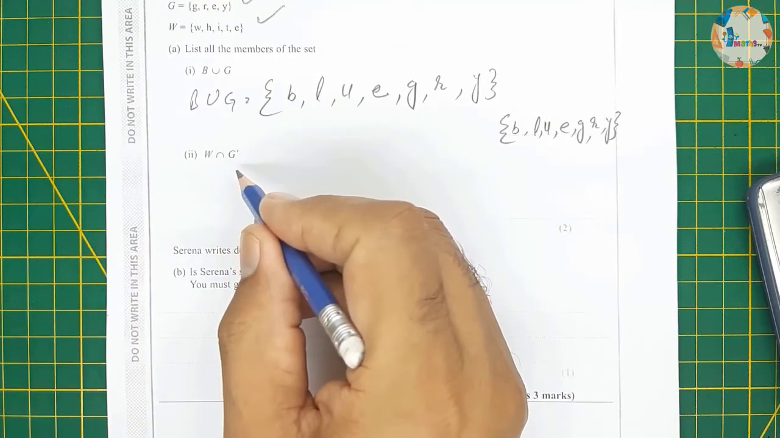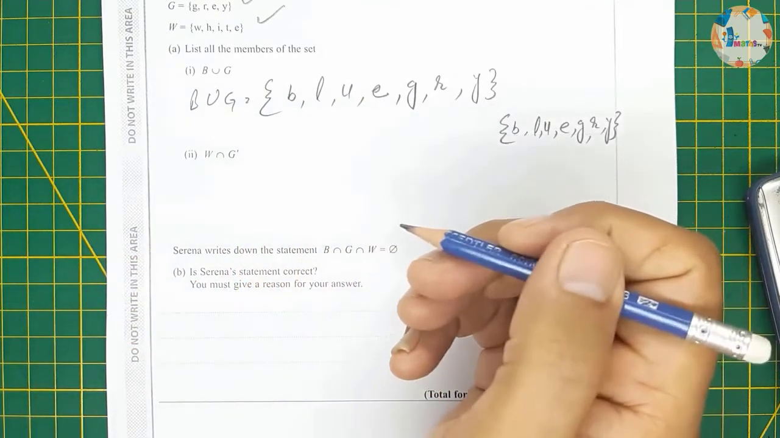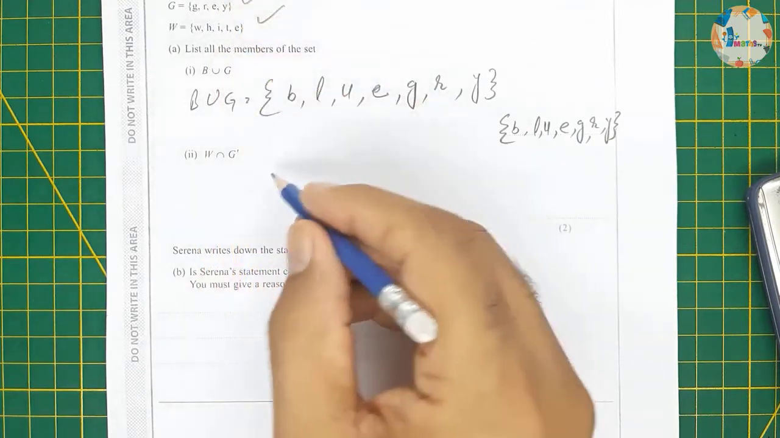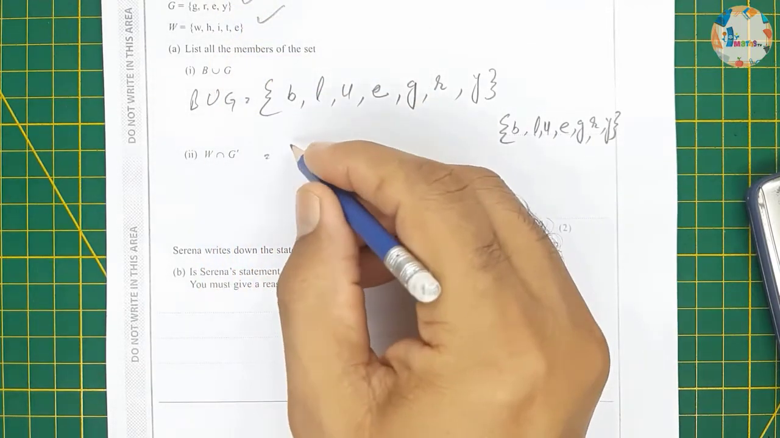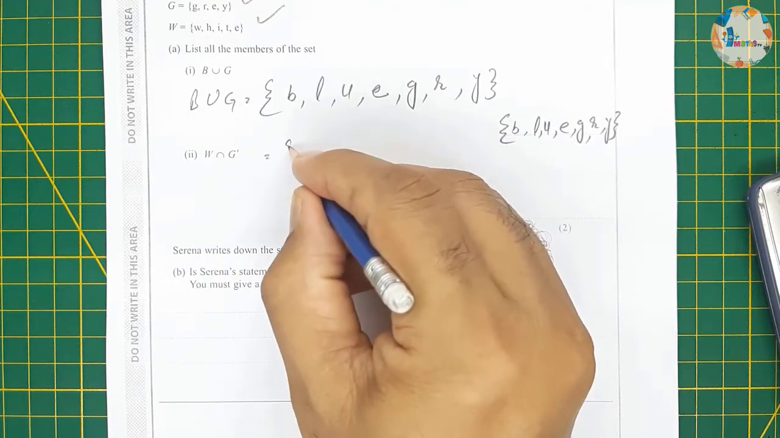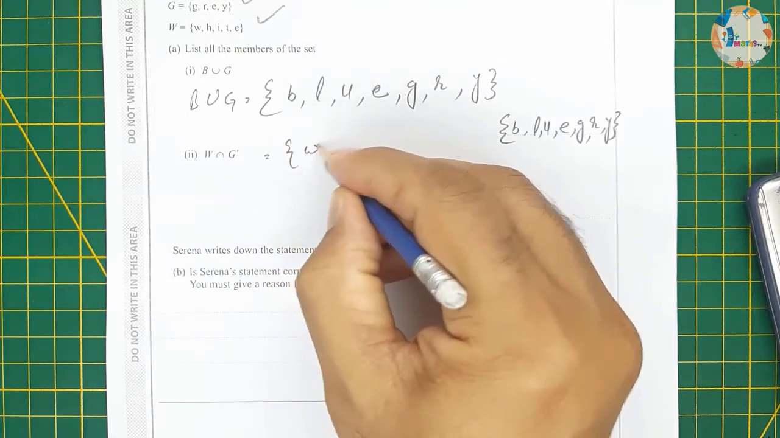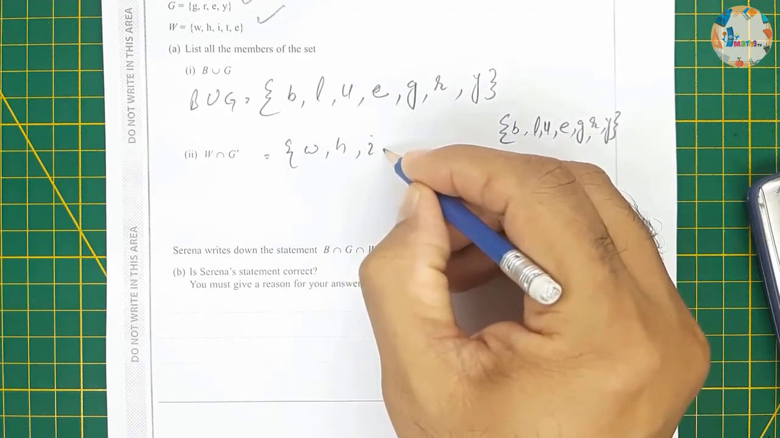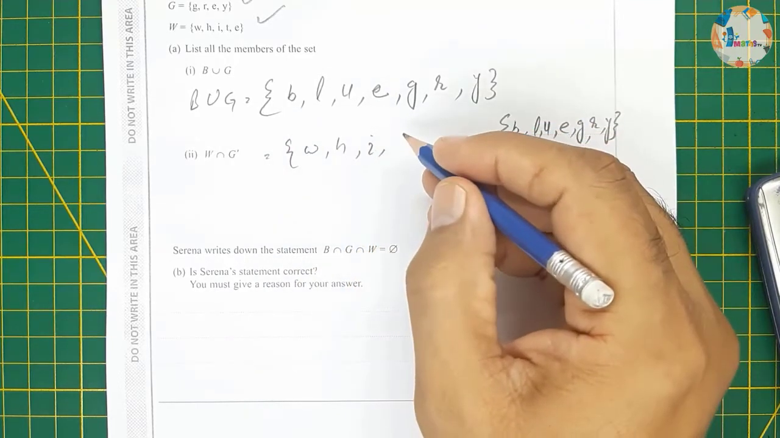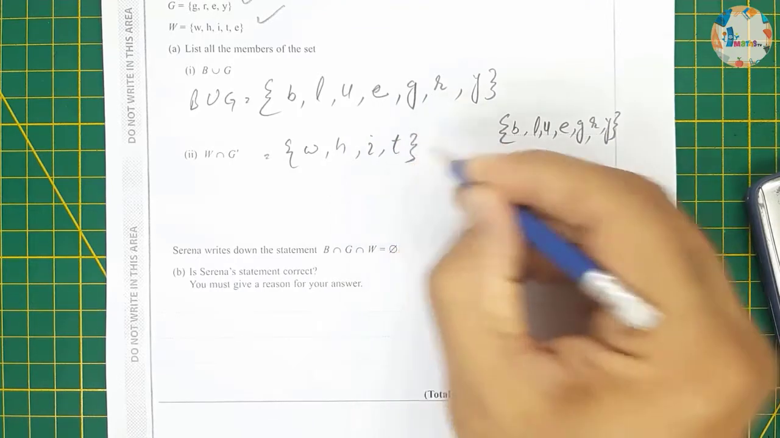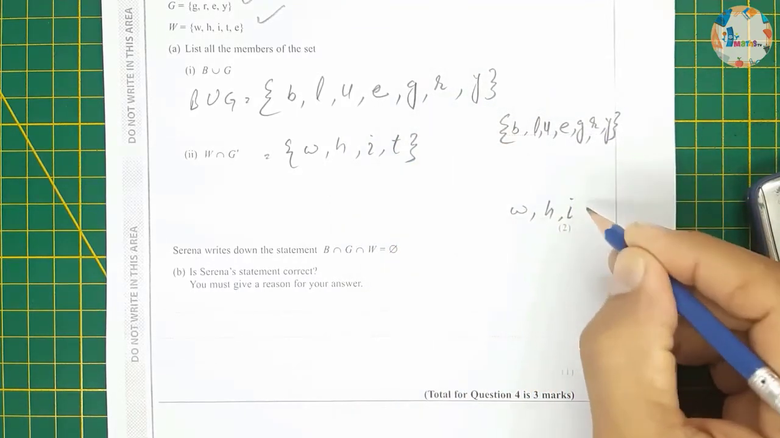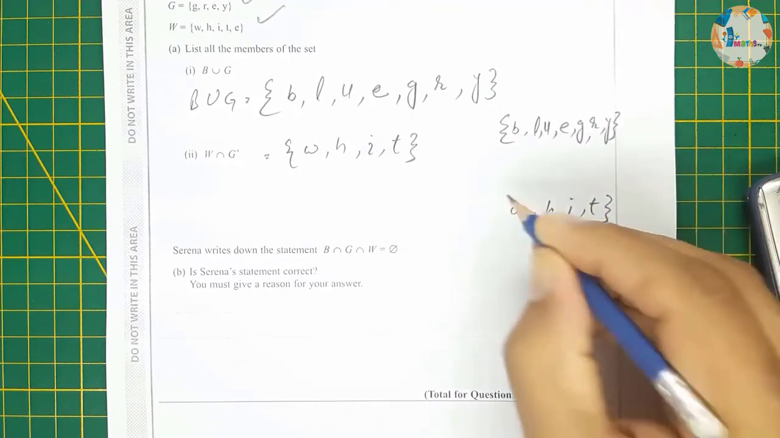So this one, and next they are asking for W intersection G complement. So W intersection G complement we have to write. In G and W we will check which is repeating, that we will not take, and the rest of W we will take. So W, H, I and T we will be taking. E we will not take because this is in both. So W, H, I and T, this will be our answer.